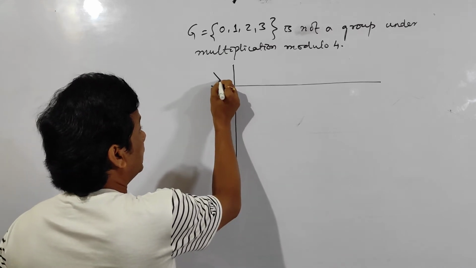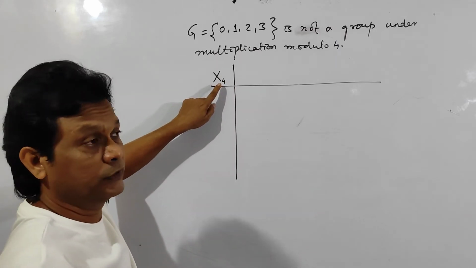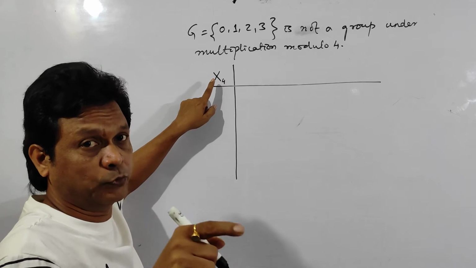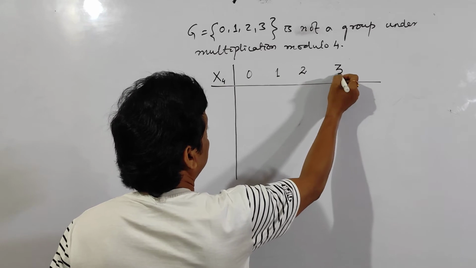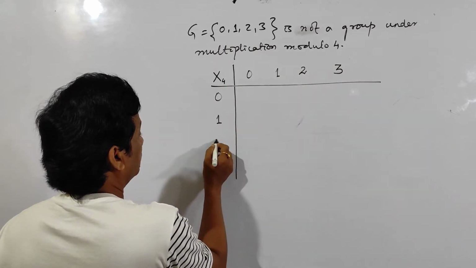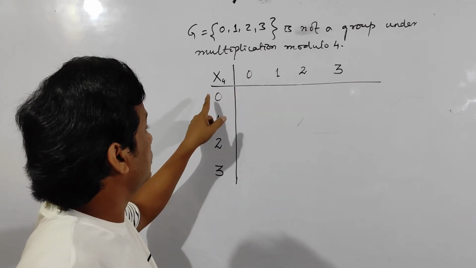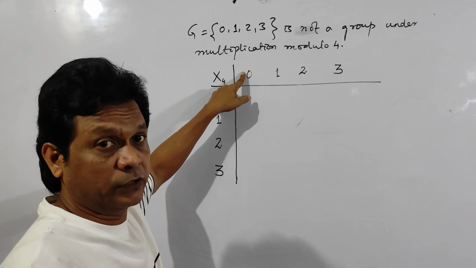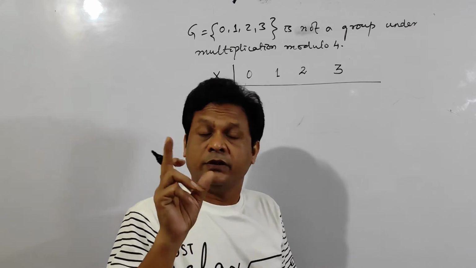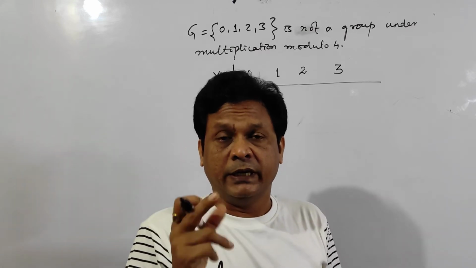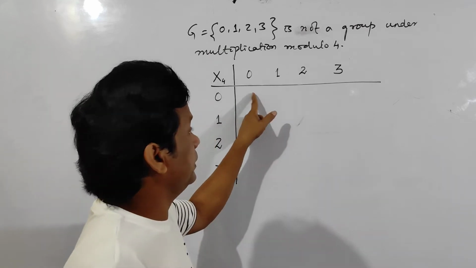Okay. So multiplication modulo 4, the multiplication sign is there, and in the base you should write 4. If it is addition modulo 4, then plus with base 4. 0, 1, 2, and 3. And what is the rule? You should multiply 0 into 0 and the result should be divided by 4 and you should write the remainder here. Is that clear to you? First of all, you should multiply the two numbers, the result should be divided by 4, and the remainder you should write in the table.